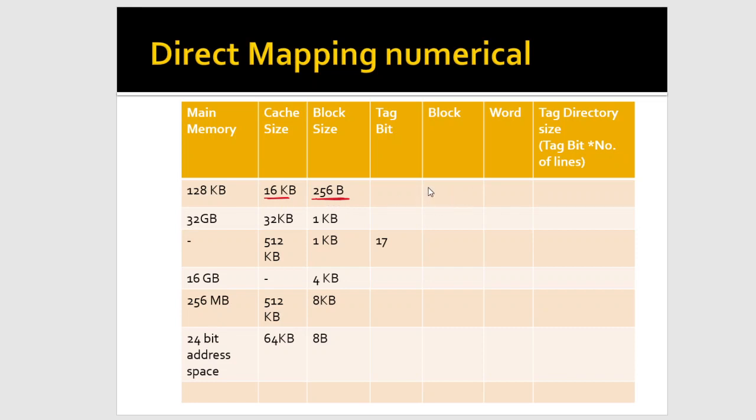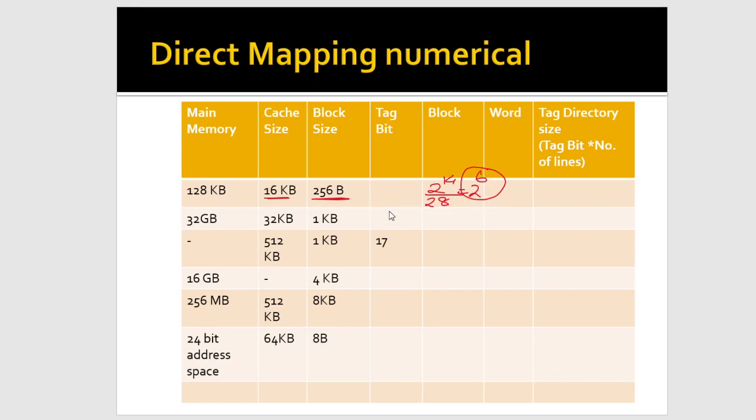So what is the value? 16 means 2 to the 4 and K means 2 to the 10. So 2 to the 14 divided by 256, which is 2 to the 8. So 14 minus 8 gives 2 to the 6. So ultimately 6 bits are required for block. Clear? Or you can say number of blocks is 2 to the 6, which means 64 blocks.